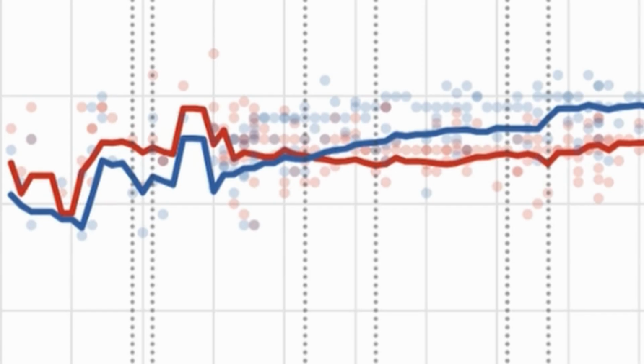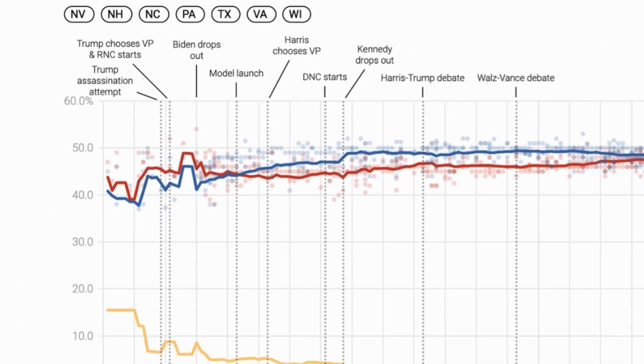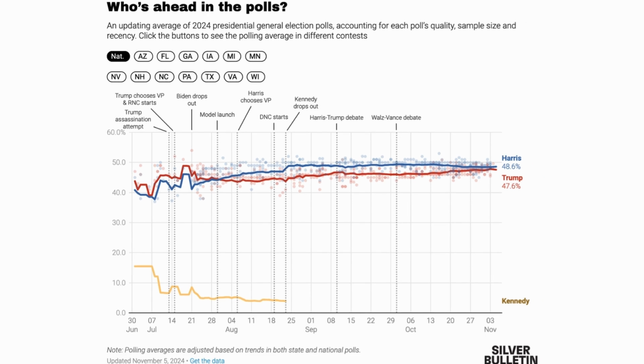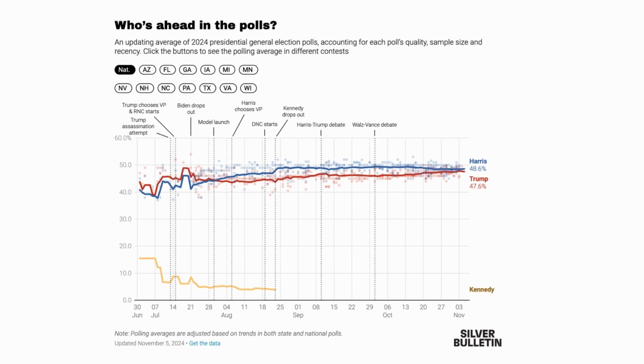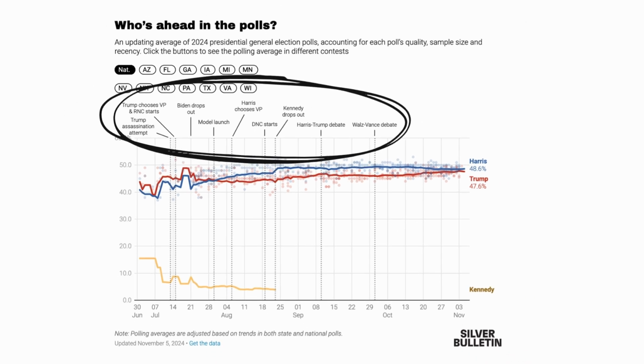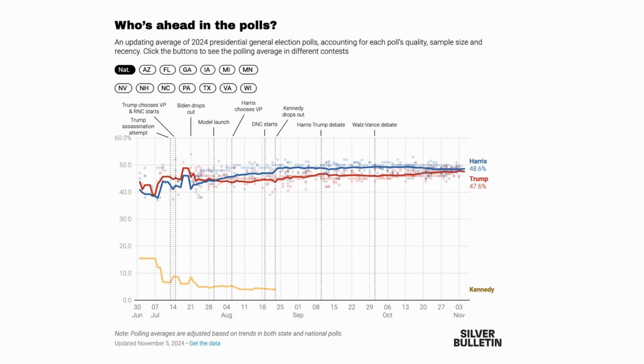Finally, let's look at the details of the graph. Notice the faded data points along each candidate's path. These represent individual polls over time, while the bold line shows an aggregate. Events like debates and announcements are marked on the timeline, helping us see how certain moments influenced the numbers. This is a great opportunity to talk with kids about how events can impact data.